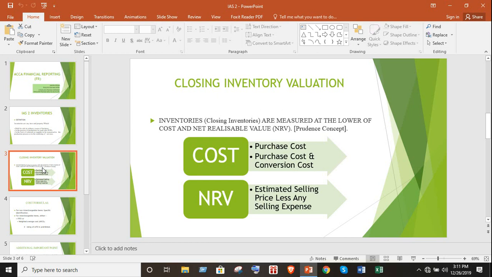I hope you got this topic, the inventory valuation. The most important part of this is that when you value your inventory, you have to consider the lower value of cost and NRV. So next, let's get into the next slide.